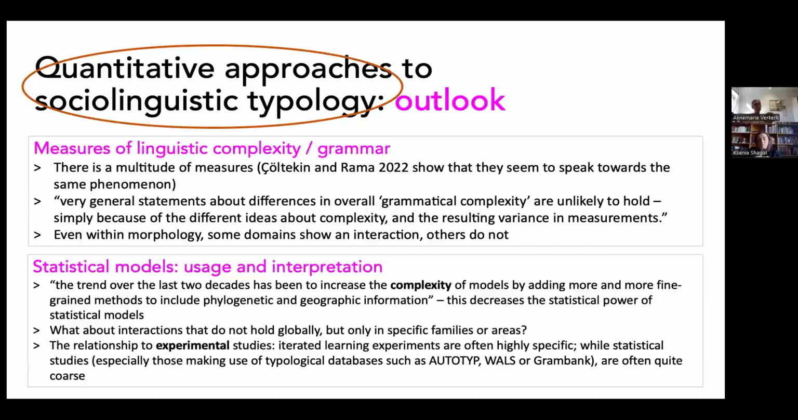So to quickly come back to linguistic complexity and grammar, there are multiple ways. Like we saw just for case, there's multiple ways to measure grammar, right? There's also multiple ways to measure complexity, lots of different ideas about that as well. So here, there's a recent paper cited that showed that they seem to speak towards the same phenomenon. But on the other hand, very general statements about differences in overall grammatical complexity are unlikely to hold, simply because there's really different ideas about complexity. And these different ideas result in variance in how you can measure complexity across languages.